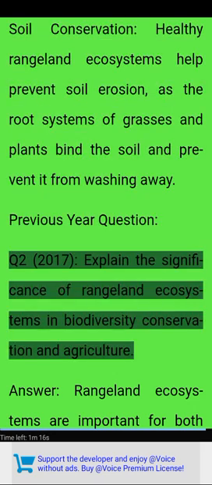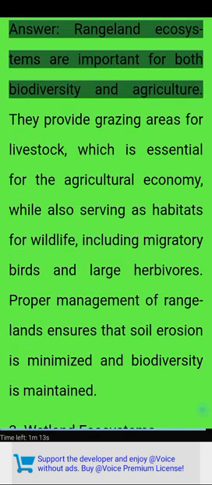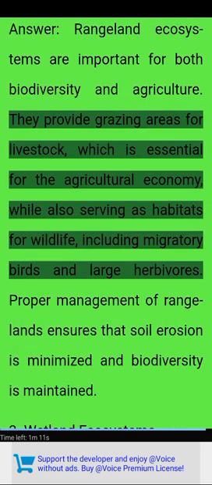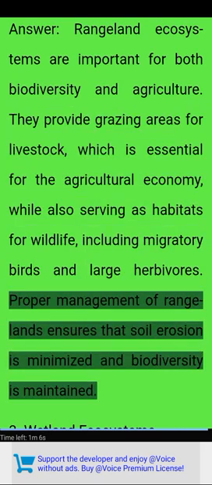Previous year question. Q2, 2017: Explain the significance of rangeland ecosystems in biodiversity conservation and agriculture. Answer: Rangeland ecosystems are important for both biodiversity and agriculture. They provide grazing areas for livestock, which is essential for the agricultural economy, while also serving as habitats for wildlife, including migratory birds and large herbivores. Proper management of rangelands ensures that soil erosion is minimized and biodiversity is maintained.